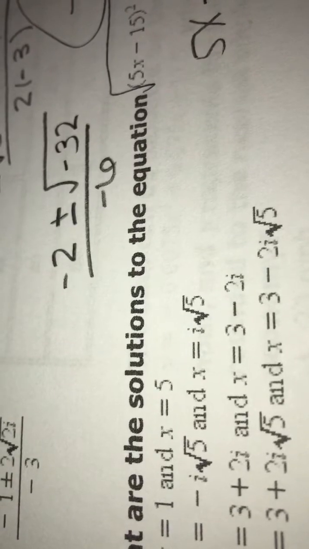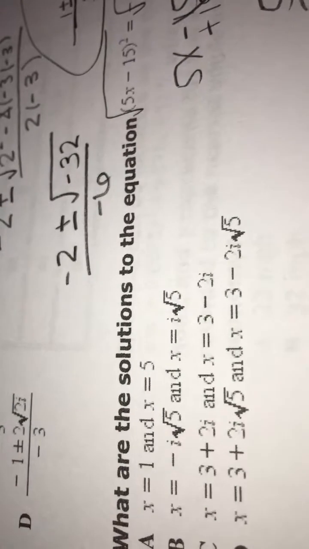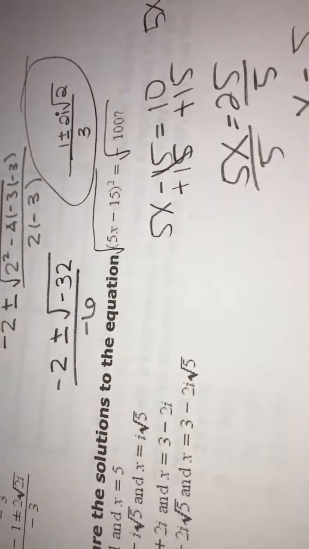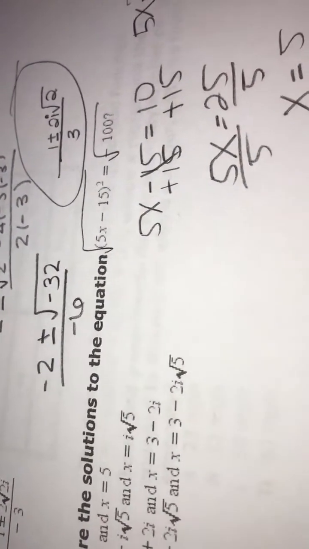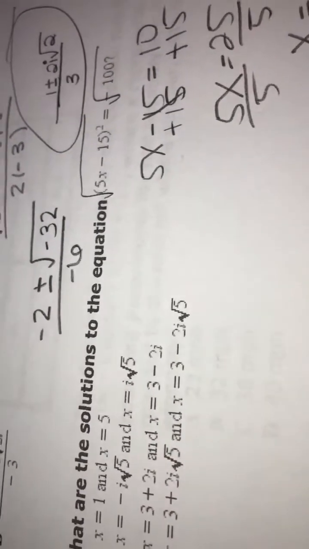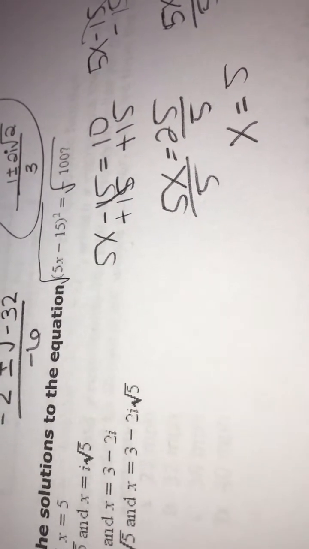I'm going to add 15 to both sides, so minus 15 cancels. 5x equals 5, divided by 5, divided by 5, x equals 1. So we have x equals 1, x equals 5, and that gives us our answer to number 7, which is A.